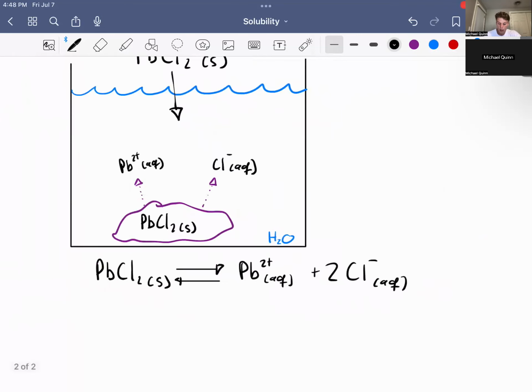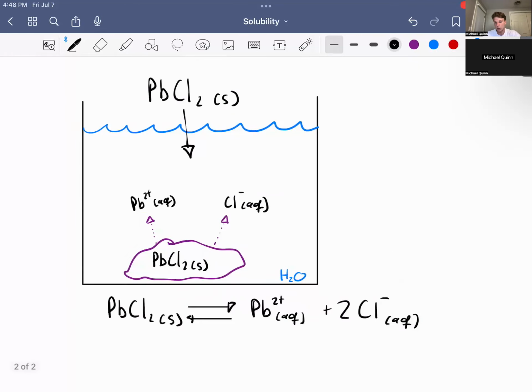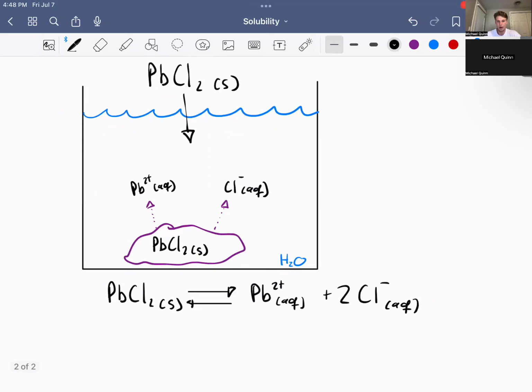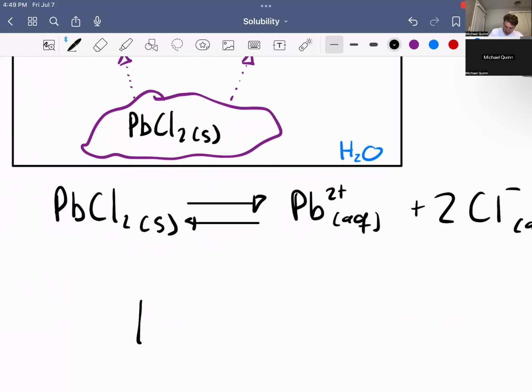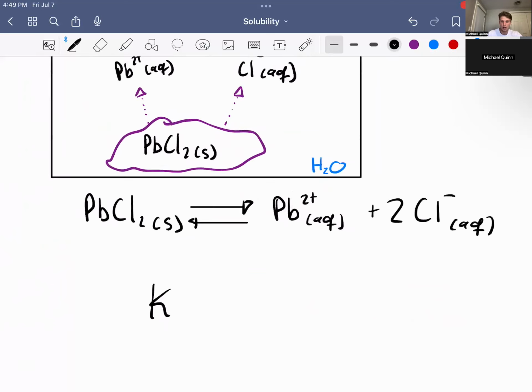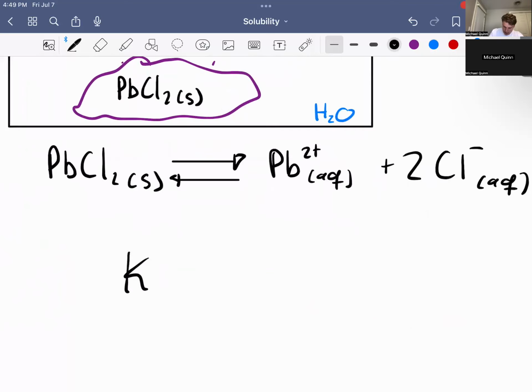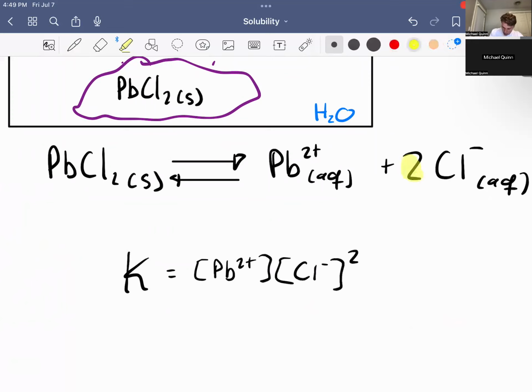So what do we do when we write our equilibrium expression? Just like any other reaction we have covered in this course, we will write a K expression for this reaction. So what we can see is K is always products over reactants. So our products are concentration of lead times the concentration of Cl minus squared. Remember to put the coefficient as the exponent.